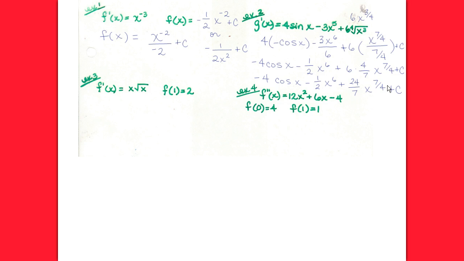Let me show you what I'm talking about. For example 3, we've got the derivative is equal to x square roots of x, and f of 1 is equal to 2. So that's some information about the original function, right? We'll come back to that at the end. Let's just focus on this idea of the derivative is equal to x square roots of x. They want me to go back to f of x, the original function.